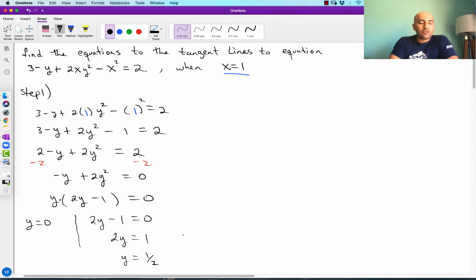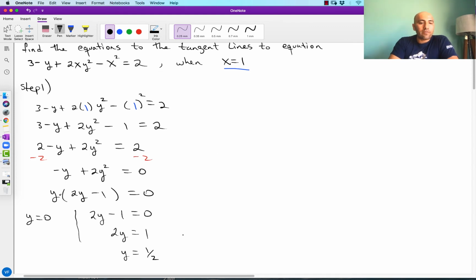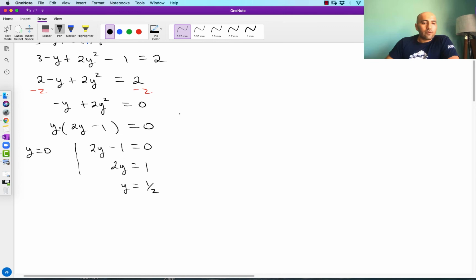Okay, so we have two ordered pairs that solve that equation. From here, one solution is (1, 0). And from here, another solution is (1, 1/2). That's, again, where x is equal to 1 and y equals 1/2. And here we get that x is 1, and of course y is equal to 0.